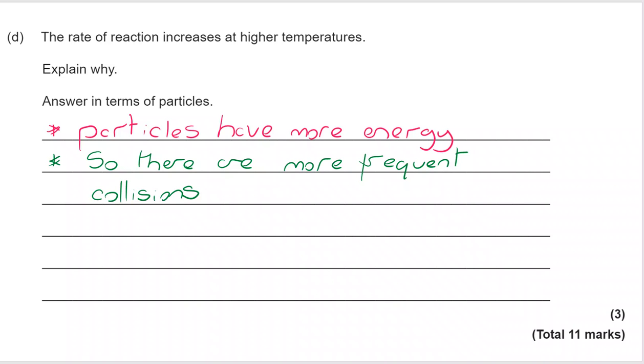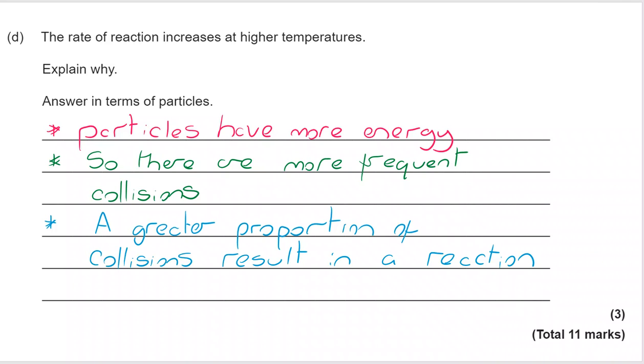Because they are moving faster, they're hitting harder. So a greater proportion of those collisions will result in a reaction. And it's both of these separate points that contribute to the impact of increasing temperature on rate of reaction. And that takes us to the end of this question.